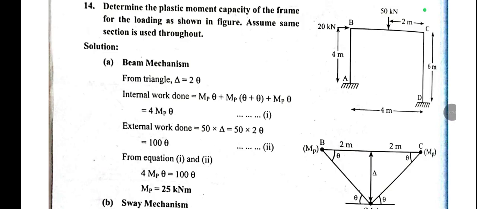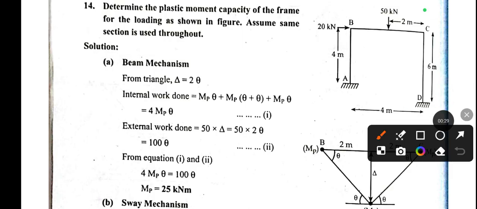In this question you can see we have a given frame, and in this frame we have two fixed supports, A and D. In the question we have to determine the plastic moment capacity of the given frame, and assume the same section is used throughout.